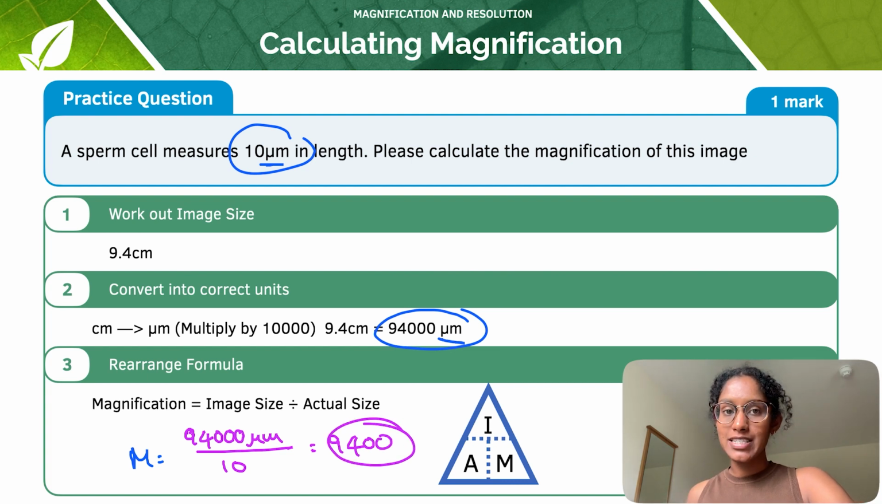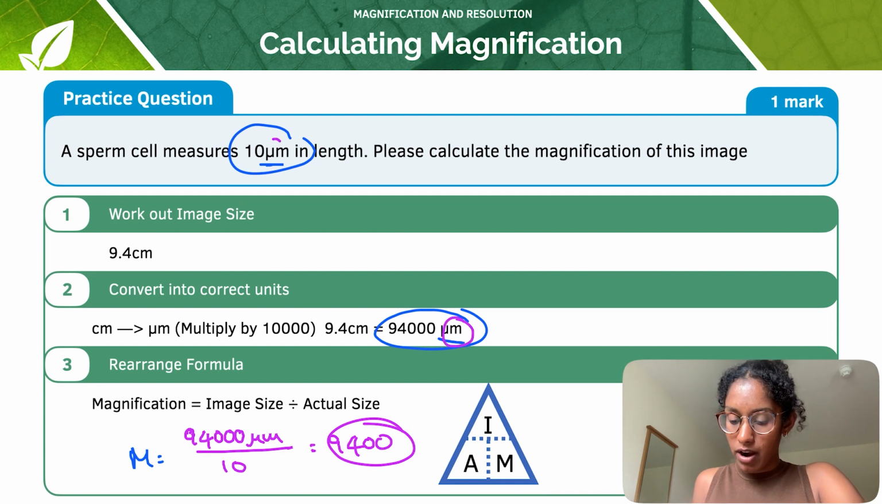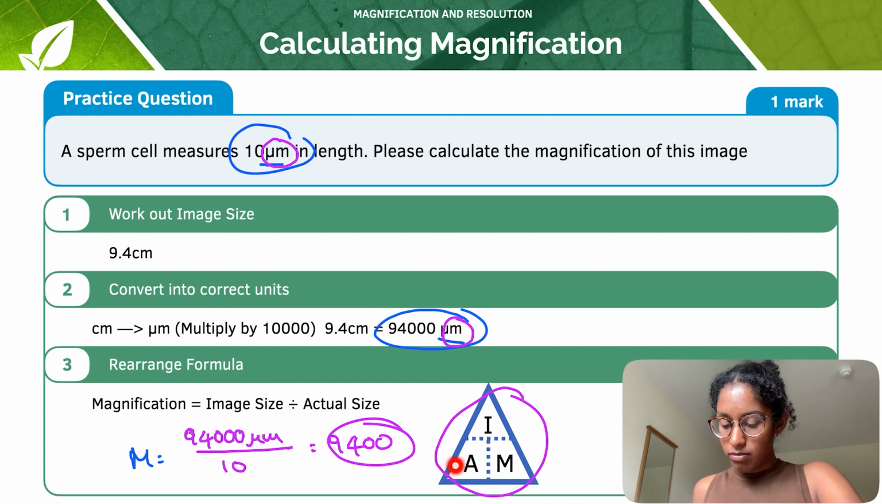So that is how I worked it out, and see how it's really key there to get those units right. You need to get those units of measurement the same before you plug them into the equation. It wouldn't have worked if I'd done 9.4 divided by 10 micrometers. We would have got the wrong answer there. I need to make sure that I do 94,000 micrometers divided by 10 micrometers. Okay, so really important to get those units the same on the top and the bottom of the equation.